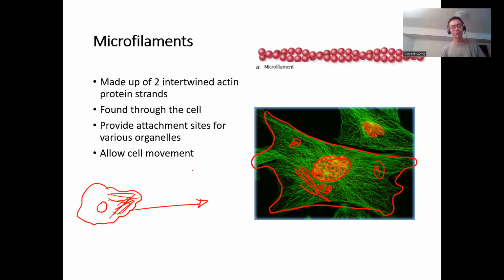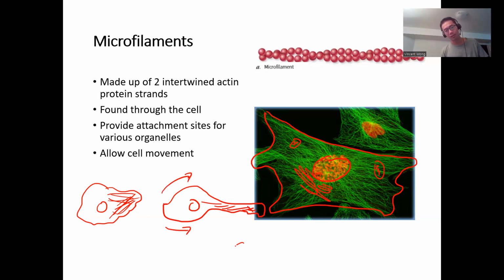That was a really weird performance. But afterwards, it's basically like this. The cell would extend and grab on, okay, and then push more actin forward and then drag the rest of it forward. Do you understand that? Think it's just like this, and it's just crawling forward. Every time it needs to extend, it needs to push the actin to one side. That's basically how the actin works. All right, so microfilaments provide attachment sites for the organelles, and they allow movement.